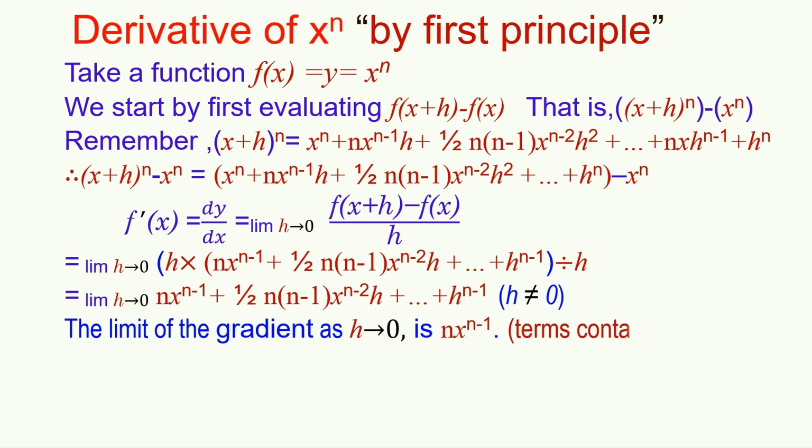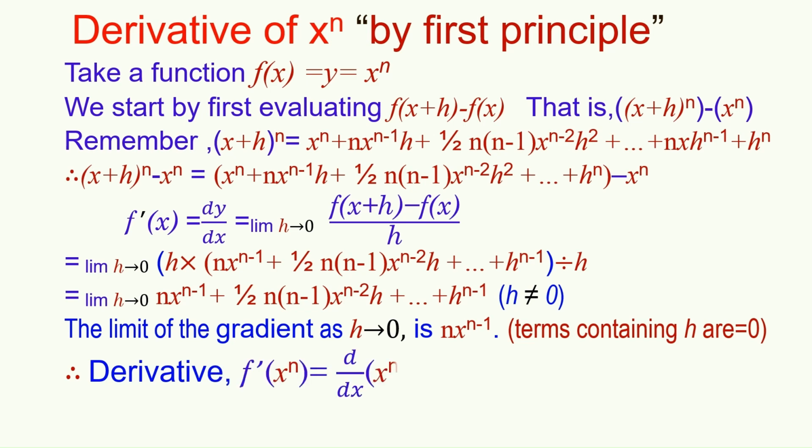The limit of the gradient as h tends to 0 is n times x to the power of n minus 1. Terms containing h will be equal to 0. Therefore the derivative f dash of x to the power of n equals d dx of x to the power of n equals n times x to the power of n minus 1.